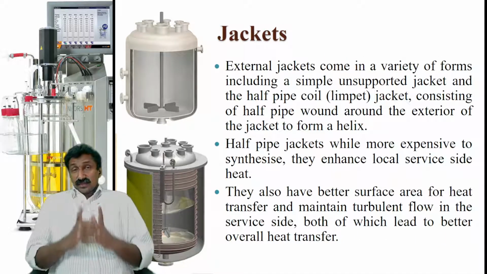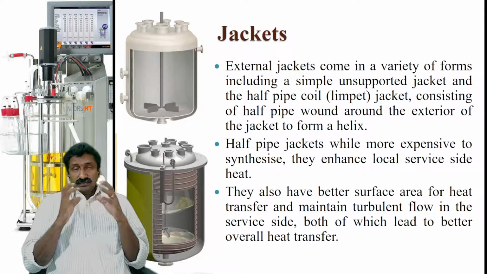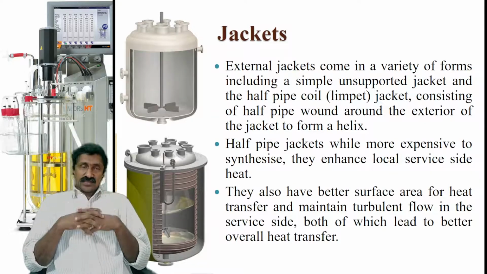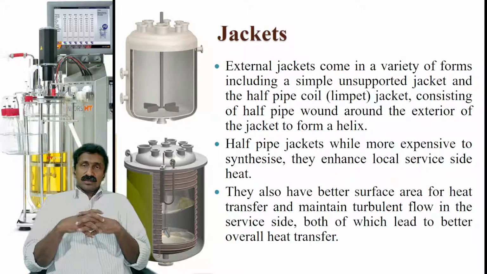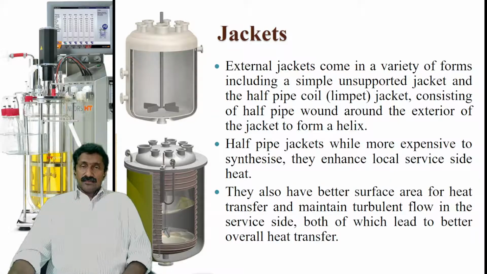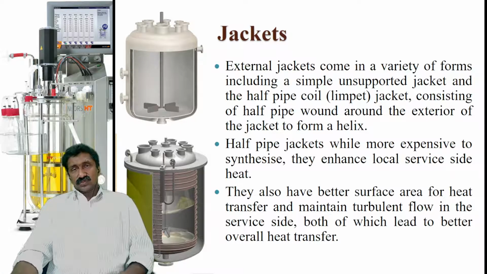Now, in the case of the jacket systems or external jacket systems, the external jackets come in a variety of forms, including a simple unsupported jacket and a half pipe coil jacket, which is also known as a limpet jacket. So there are basically two types of systems consisting of half pipe wound around the exterior of the jacket. I will show you a picture later.